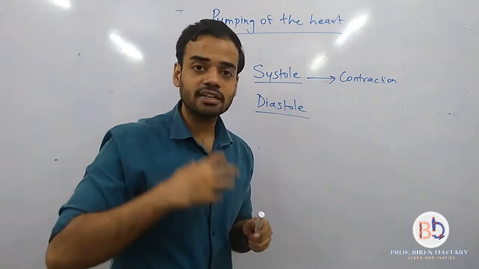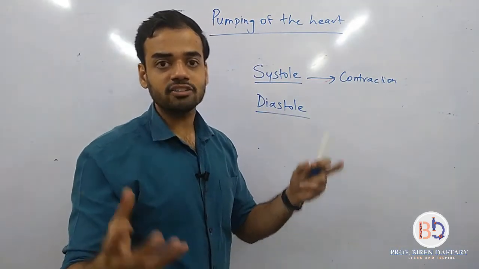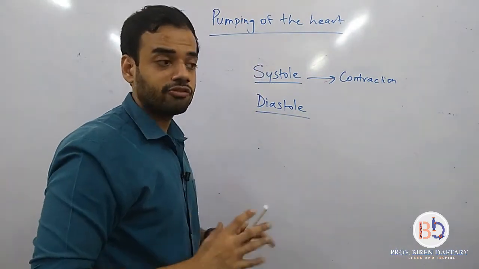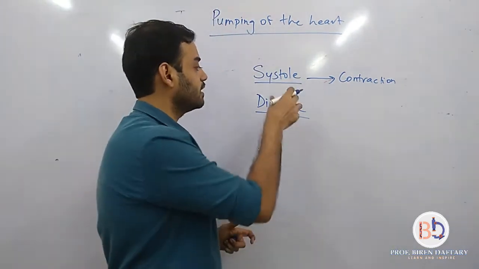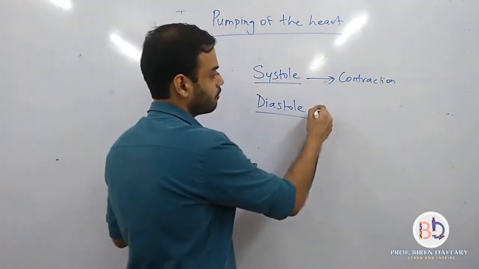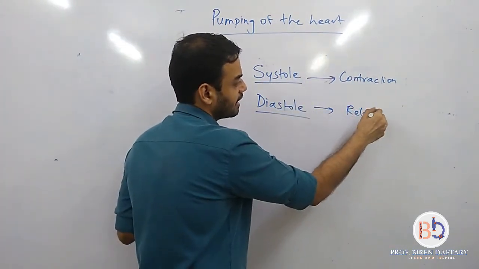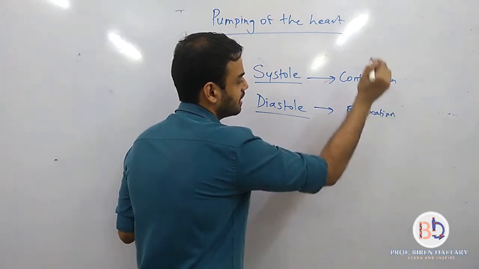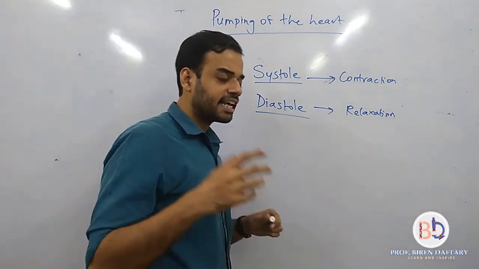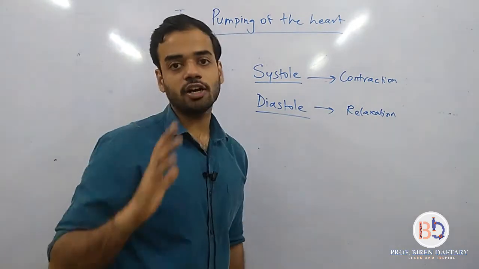So atrial contraction I will write as atrial systole. Ventricular contraction, when both the ventricles contract, I will write it as ventricular systole. When all the chambers relax, I will call it diastole. We will study how that mechanism is there, but as of now, please remember, contraction is systole and relaxation is diastole. Is this clear? Now, how many times does the heart beat? So, what is one heartbeat? What is one heartbeat made up of?